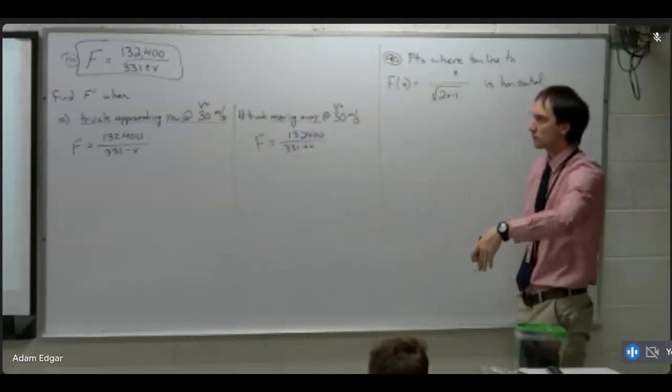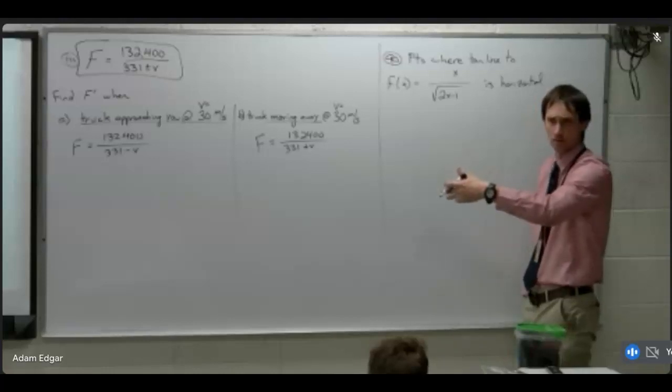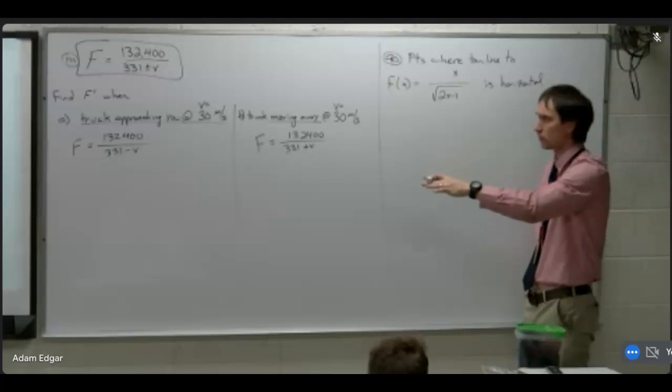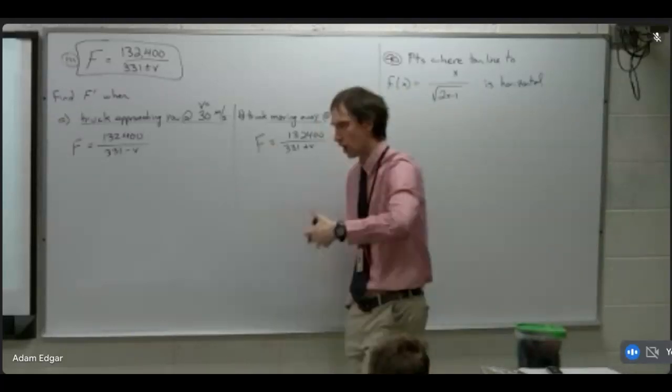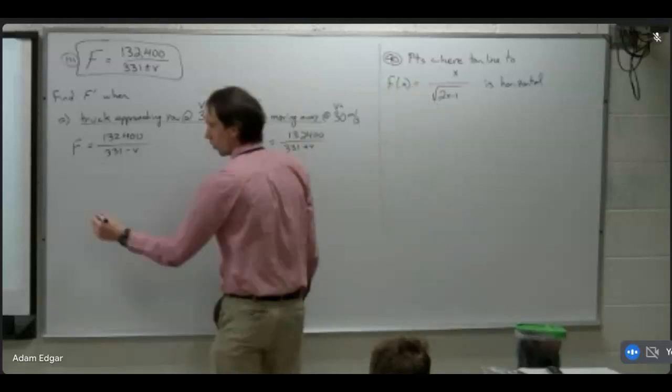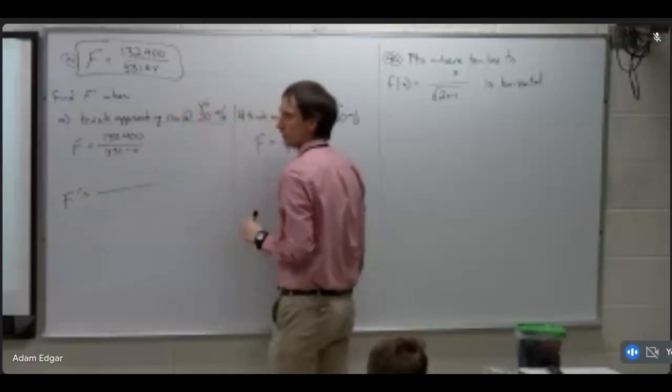Do we need to go through getting f prime with these equations? I think the quotient rule is pretty straightforward on these things. I think the hang-up is maybe getting started and knowing what to do. So can somebody tell us what f prime is when it's 331 minus v?